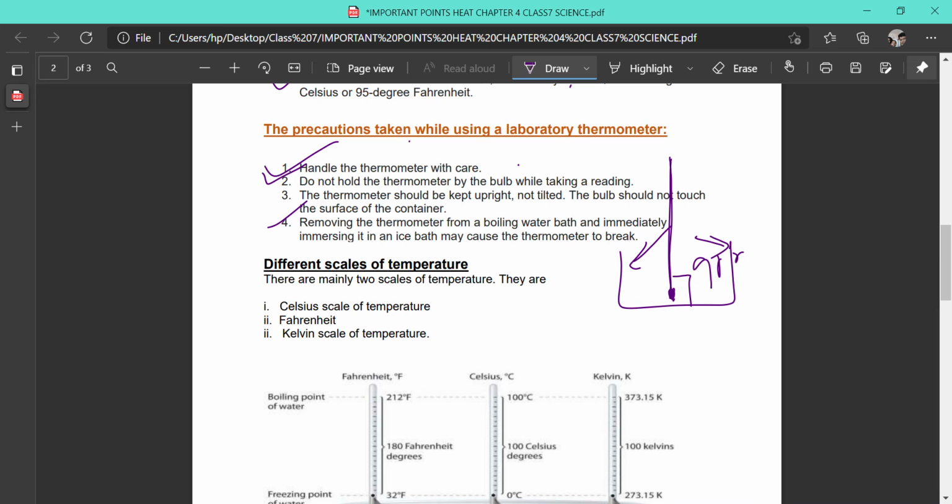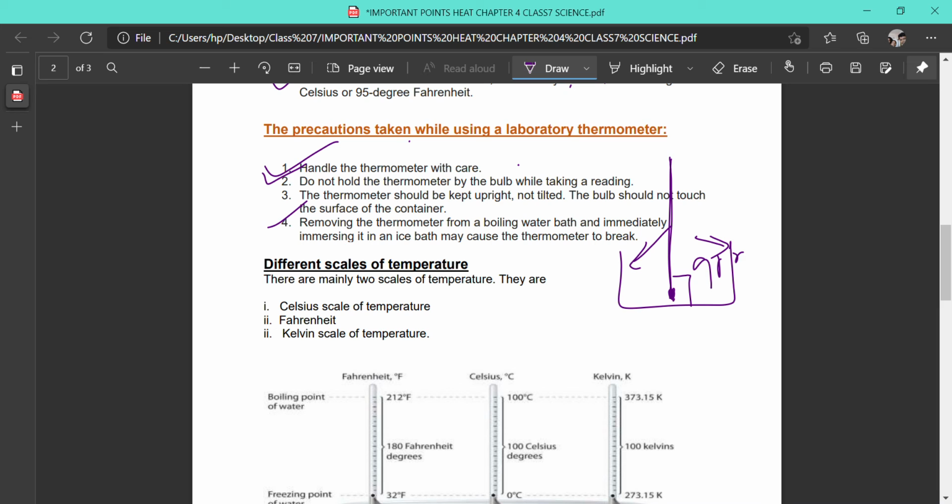One more thing, the reading of the laboratory thermometer should be taken while the bulb is kept inside the liquid, because in case of the laboratory thermometer there is no kink, there is no bending in the capillary tube. As a result, as soon as we take the thermometer out of the liquid, the mercury level will drop down as the temperature drops.